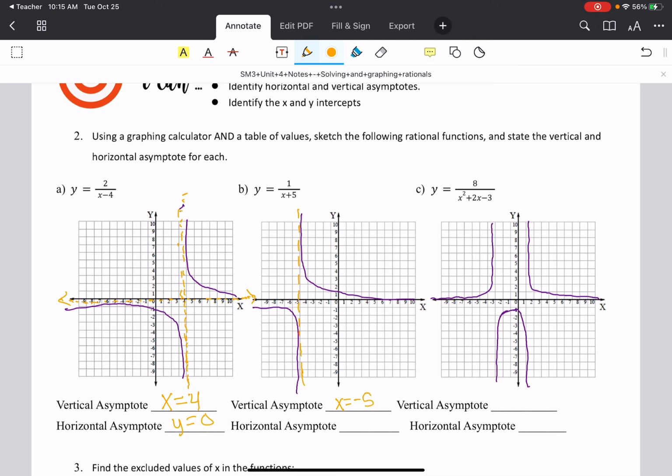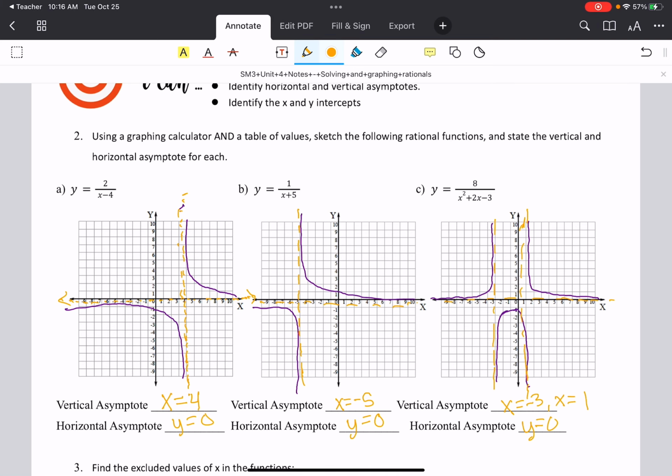It's okay, don't be shy. I'm nice. Speak loud. Okay, and then they're approaching this line. What was that line? Y equals 0. This one had two lines that it was approaching vertically, right? What were those two lines? X equals what? -3. And x equals 1. And then it also was approaching these on the ends, which we all agreed was y equals 0.